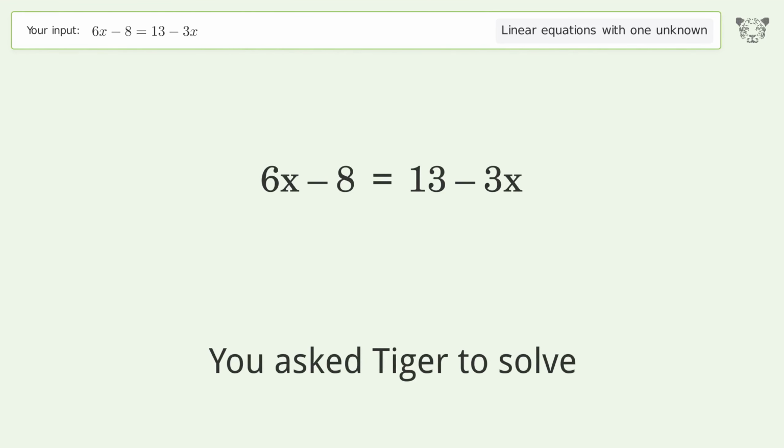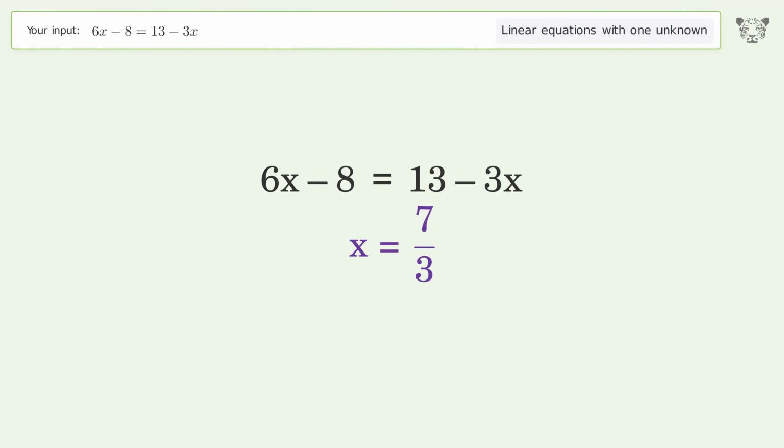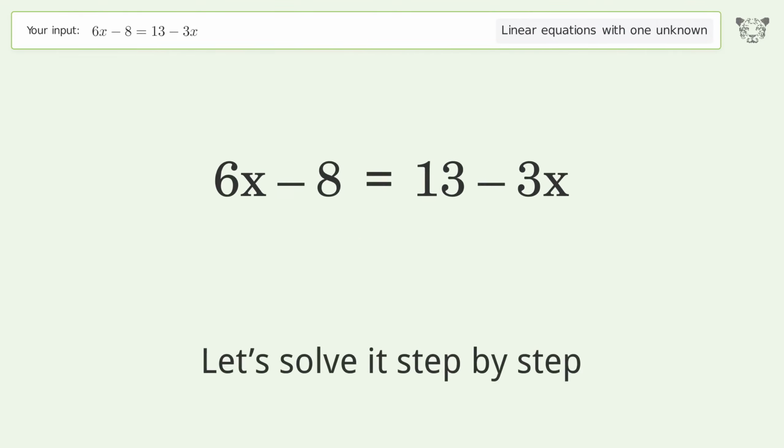You ask Tiger to solve this. This deals with linear equations with one unknown. The final result is x equals 7/3. Let's solve it step by step.